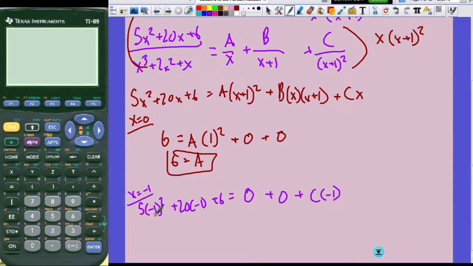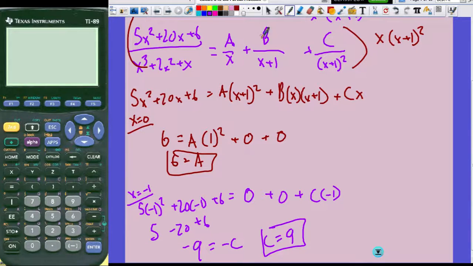So doing the math here, this is going to be 5 minus 20 plus 6, which is negative 9 equals negative c. So c equals positive 9. Cool. I got a, I got c. Now b is the weird one. So what I can do is plug in my a and c, and plug in some value for x, and then solve for my b.